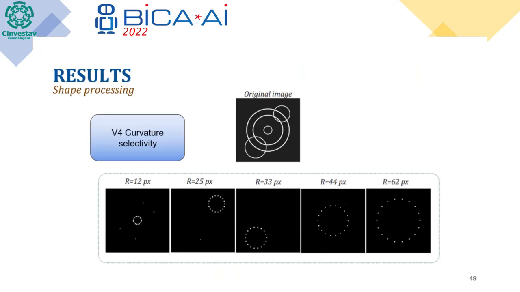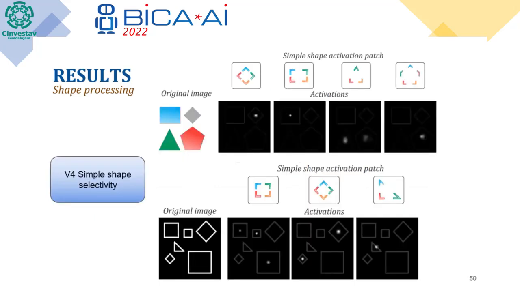So we have these stimuli that are circles, and we see a very interesting result here. Depending on the radius, these circles are filtered. Also, a very clear result was obtained for the simple shape selectivity. The case study here is very simple, but we can see very clearly the activations corresponding to the center of the shape.